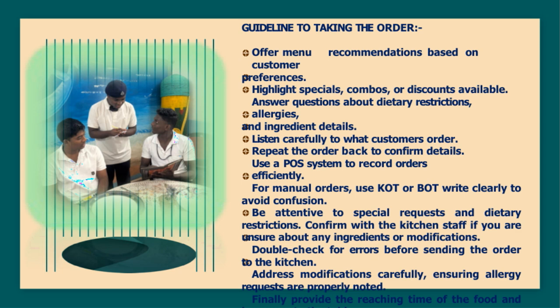Before sending the order to the kitchen, double-check for any errors. Accuracy is essential. When there are modifications, especially related to allergies, note them properly to avoid any issues. Finally, make sure to communicate the expected reaching time for the food and beverages to the table, so the customer knows when to expect their order. Following these guidelines helps ensure a smooth, professional, and memorable dining experience for every guest.